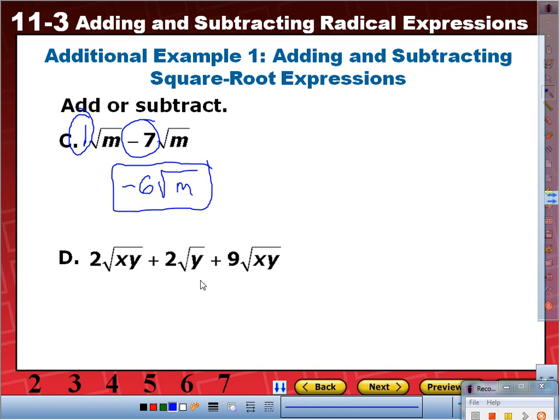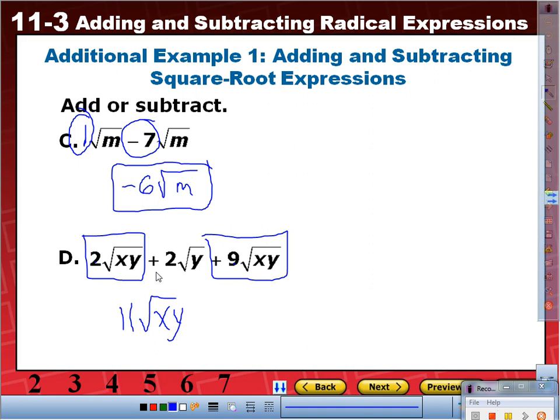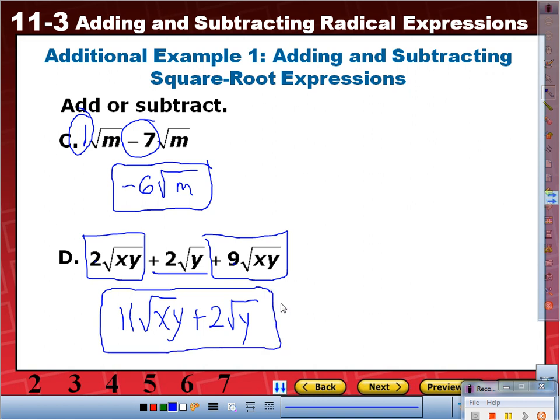Next, look at the next one. Can we simplify the radicals anymore? No, no, and no. Now let's look at which ones have the same exact radical. Is this one the same? No. And this one? So what is 9 plus 2? 11 square root of xy. And I just bring down the last one, plus 2 square root y, and I'm done. So far so good?